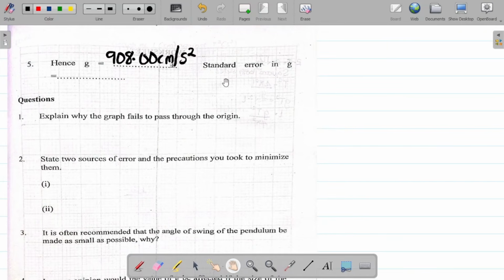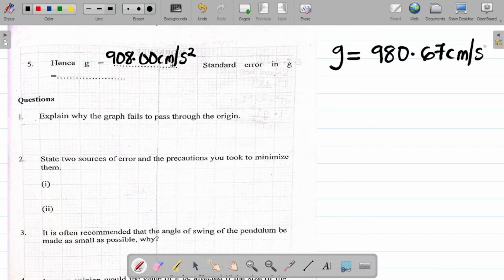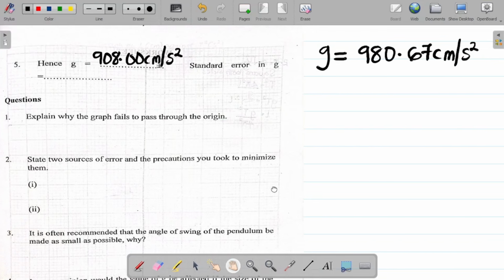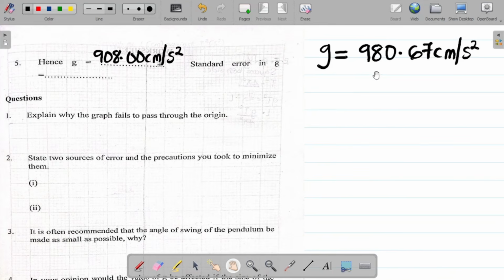Okay, so how do you calculate the standard error in G? First things first, let's get the percentage error of G. Now, the thing is this, G is a constant, and if you check online, the value of G online is about 980.67 in cm per second squared. So you can just do a quick Google search. The value of G in cm per second squared, you have this value.